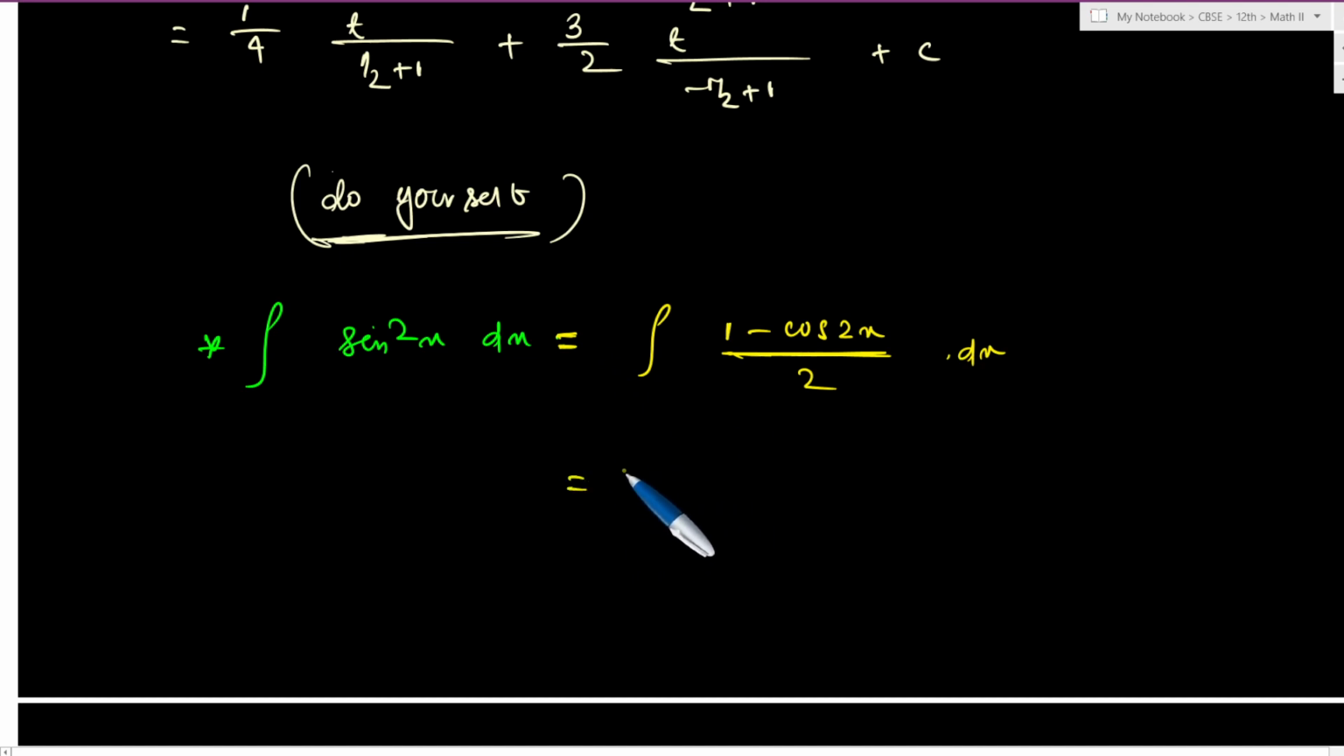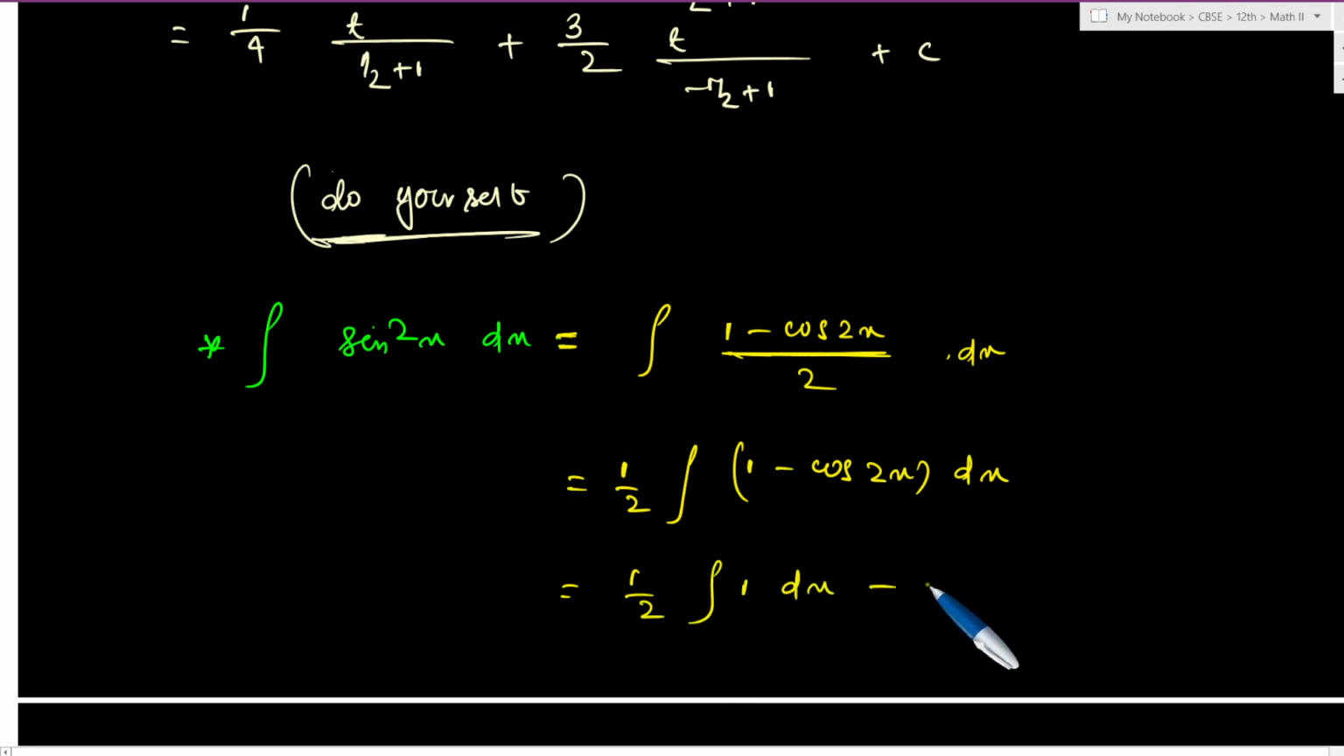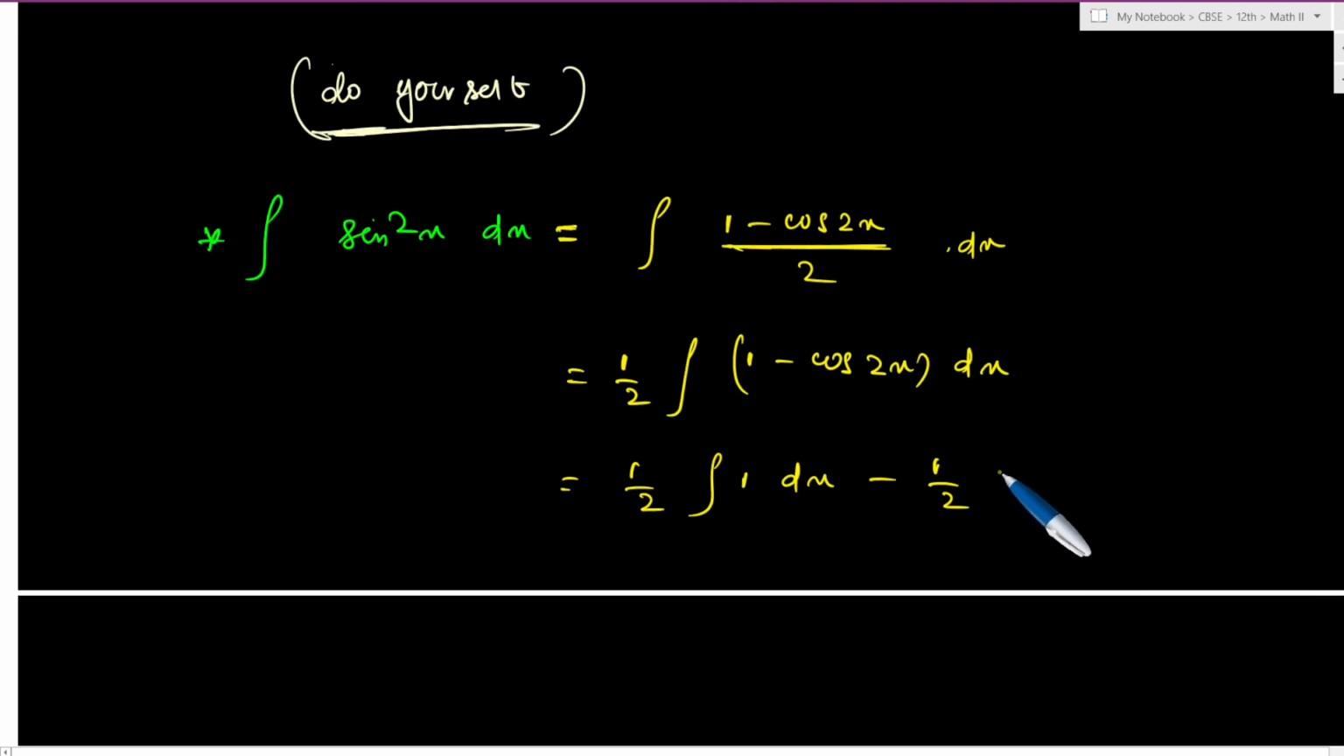this becomes what? 1 by 2, 1 minus cos 2x dx becomes what? 1 by 2 integration of 1 dx minus 1 by 2 integration of cos 2x dx.